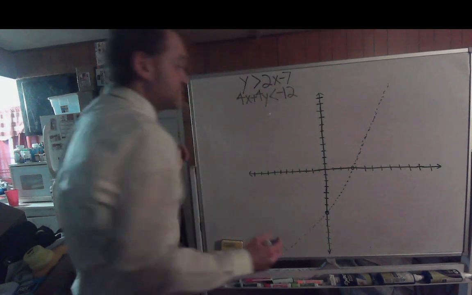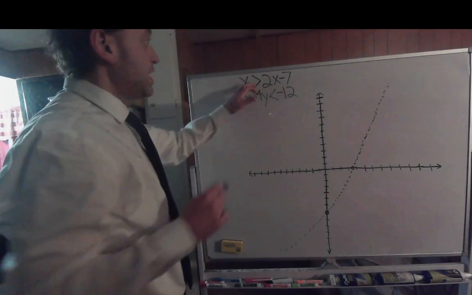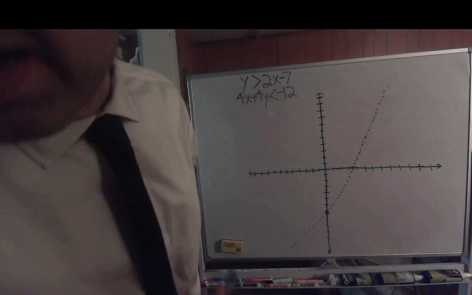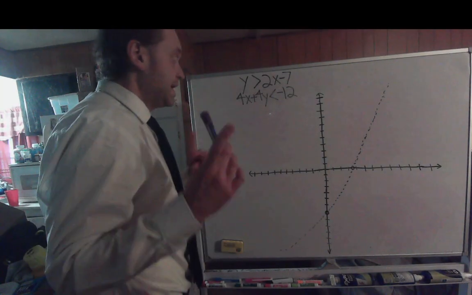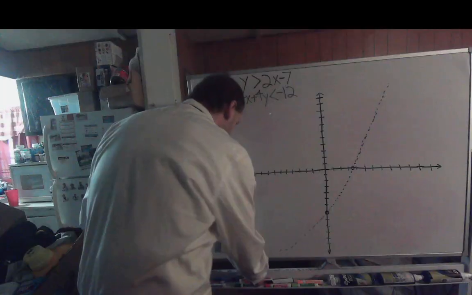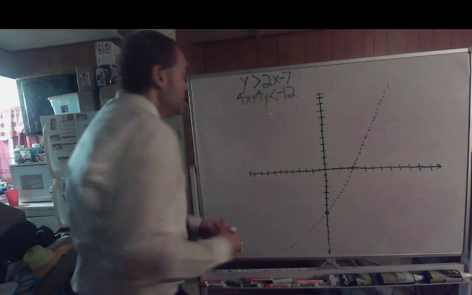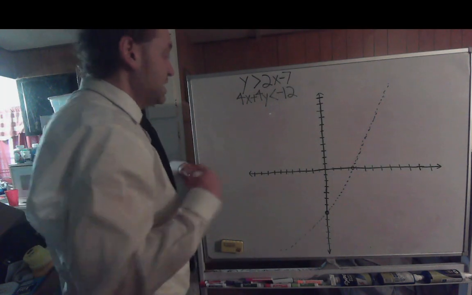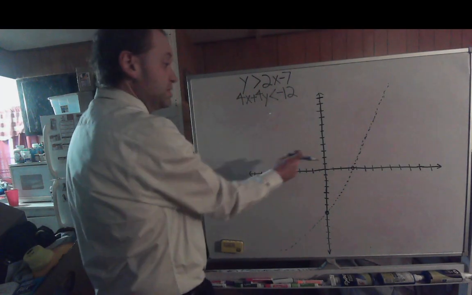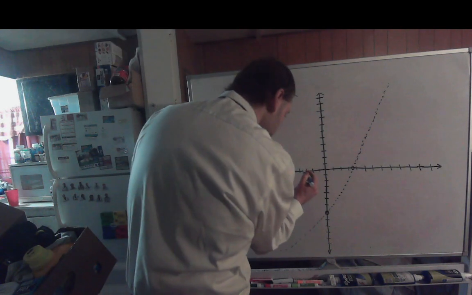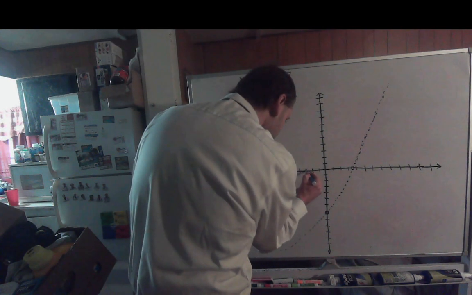Alright, so there's that line: y is greater than 2x minus 7. Now, let's draw 4x plus 4y is less than -12. Find your x-intercept. That'll be at (-3, 0). And we have another open circle, since this line will also not be part of your solution set.